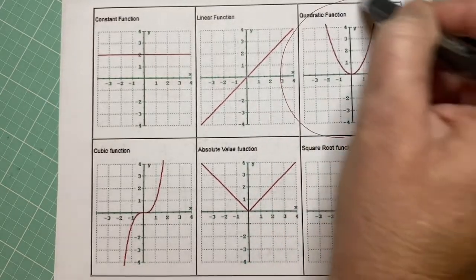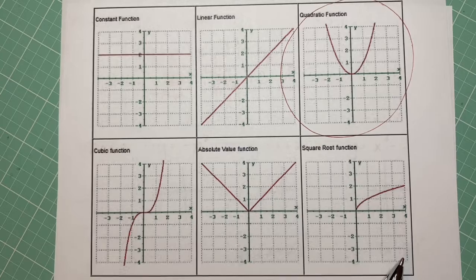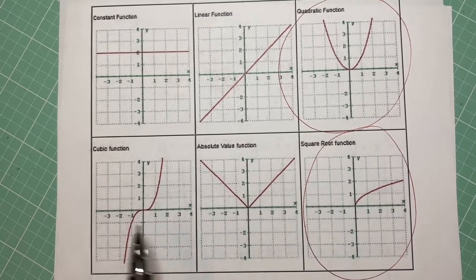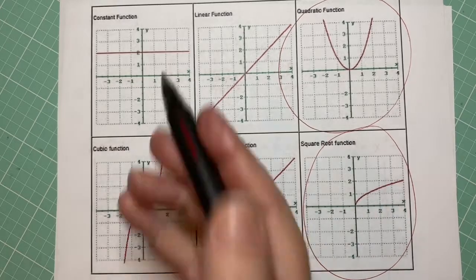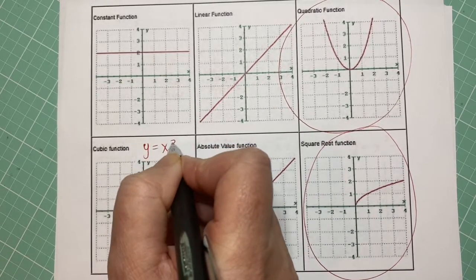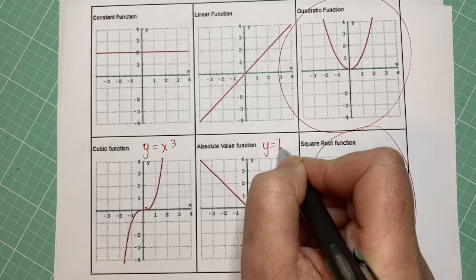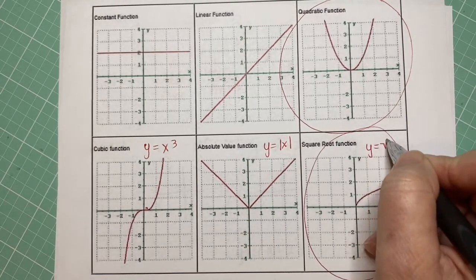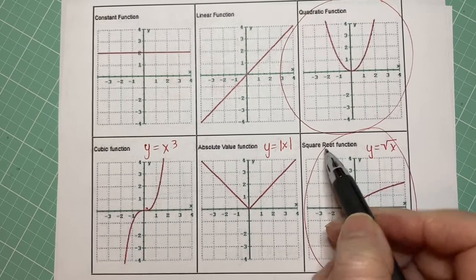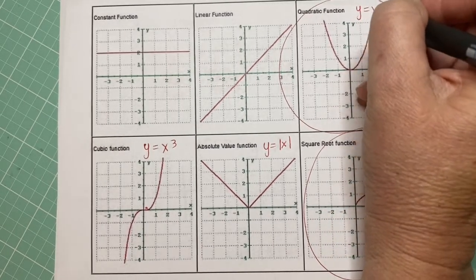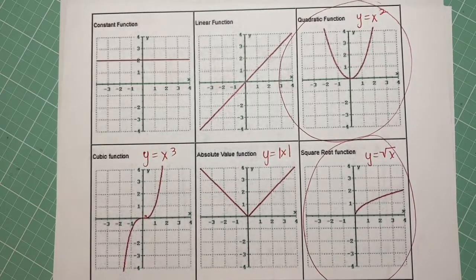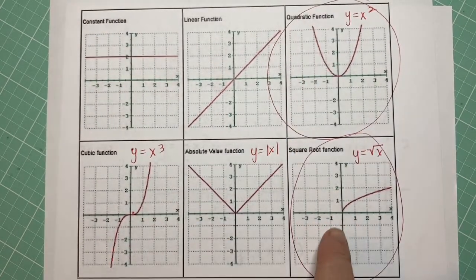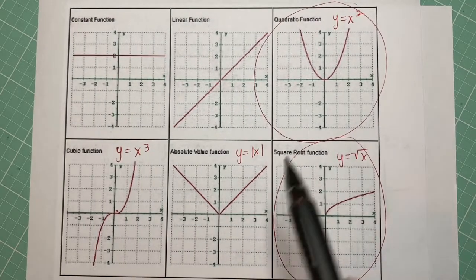What we're going to work with today, though, is the quadratic function and the square root function. But when you get up into college algebra, you probably have to deal with all of them. This is the y equals x to the third function. This is the y equals the absolute value of x function. This is the y equals the square root of x function, again, the square root. And this is y equals x squared function. But today we're going to concentrate on x squared and the square root of x.